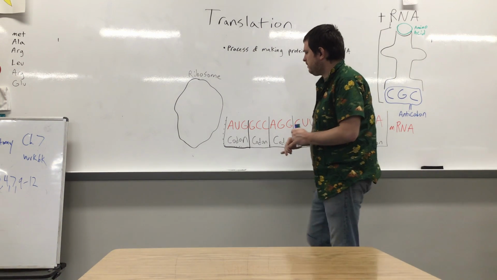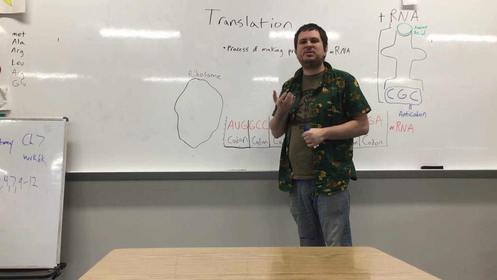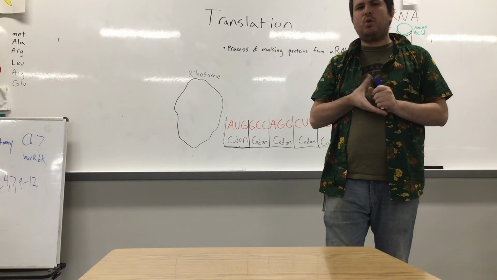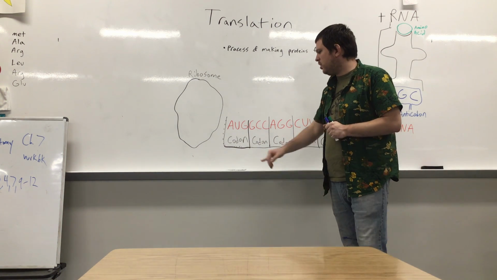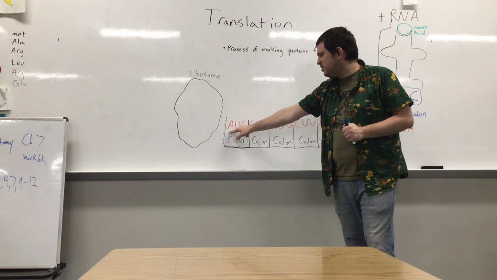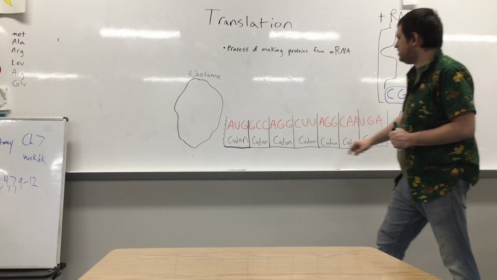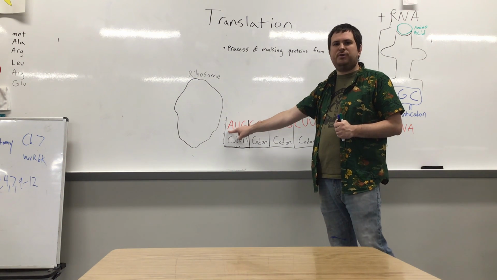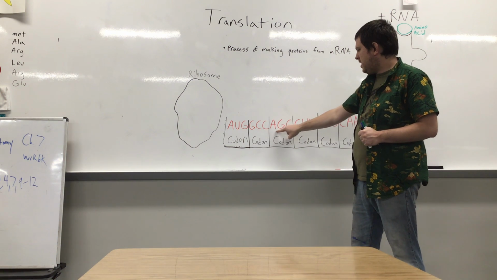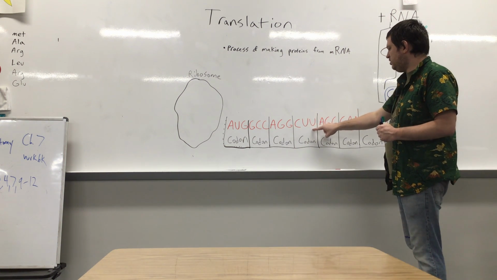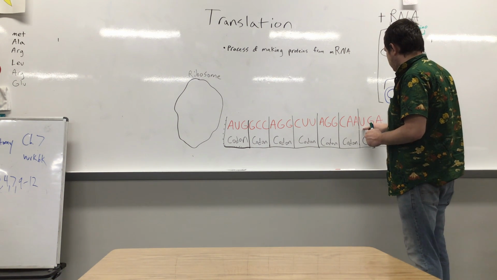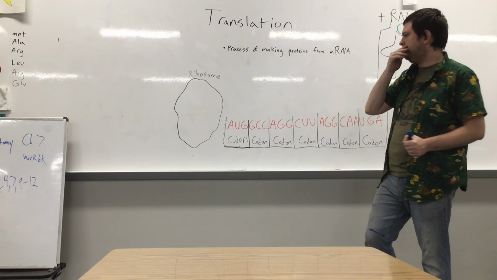First off, once it reaches there, it has to know how it's going to be read. And we read it in 3-letter words. And we call those 3-letter words codons. So you separate the entire series of letters into 3-letter words, 3-letter codons. So AUG, GCC, AGG, CUU, AGG, CAA, and UGA in this example.